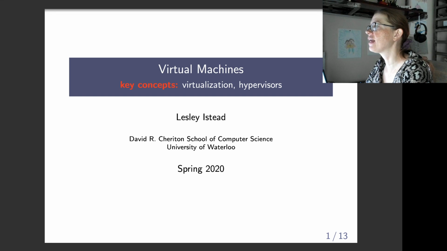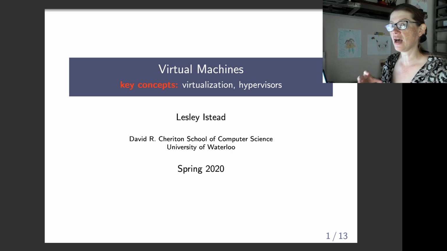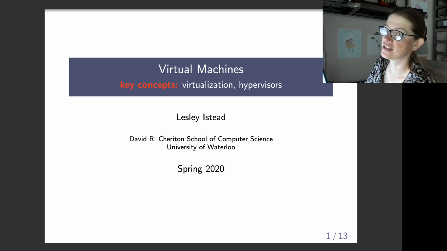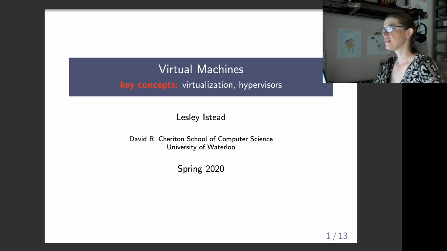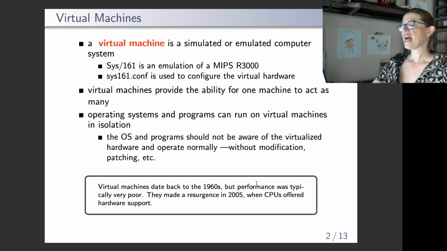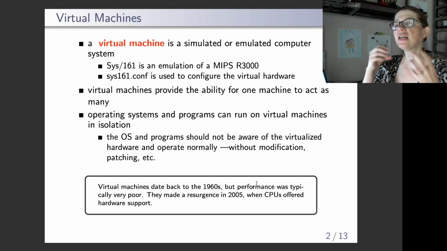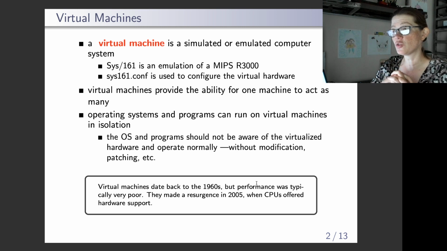Now, this is a topic that's fairly new to the course. We wanted something that kind of wrapped up all of the things that you've learned and kind of connected to some modern operating systems ideas. So virtual machines, this concept has actually been around for a really long time. And what a virtual machine is, it's a simulated or an emulated computer. So for example, Sys161 is an emulated MIPS R3000. So in a way, Sys161 is actually a very simplistic virtual machine. It is a fake computer.